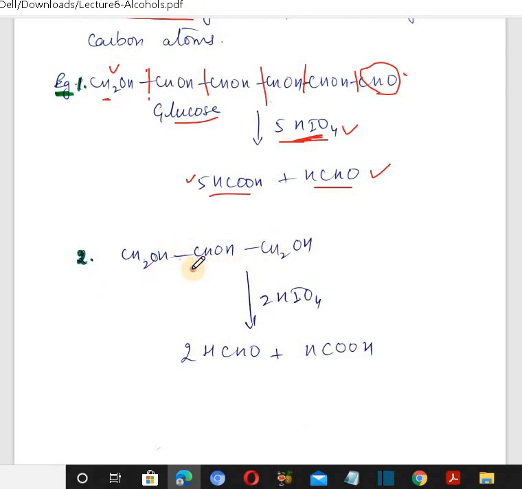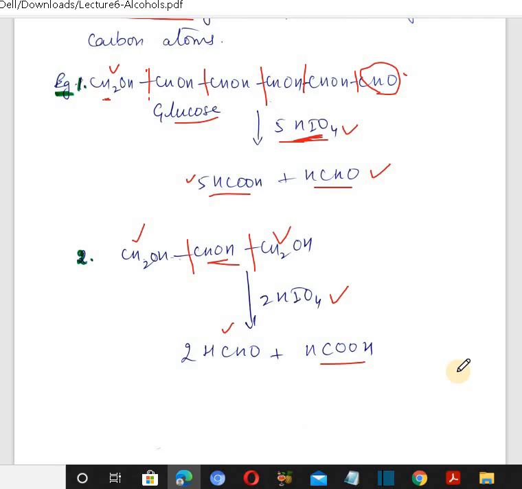In this a bond will break, this bond will break and we require 2 molecules of periodic acid and in this these extreme carbons will give formaldehyde, 2 molecules of formaldehyde, and this central carbon, that is the carbon with the secondary alcohol group, will give formic acid. So the amount of HIO4 used and the number of product molecules formed indicate indirectly the structure of the molecule. So this Malaprade reaction is very important to determine the structure and to know the number of OH groups present at adjacent carbon atoms.